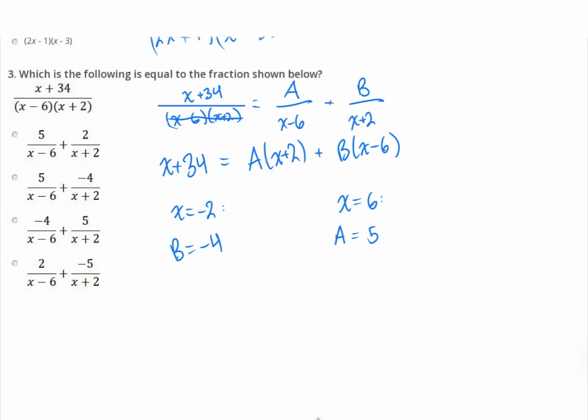Now that we have the a and b values, we can go ahead and plug them in, and we get 5 over x minus 6 plus negative 4 over x plus 2. And that is our answer. Let's match it up with one of the options, and it is option 2.